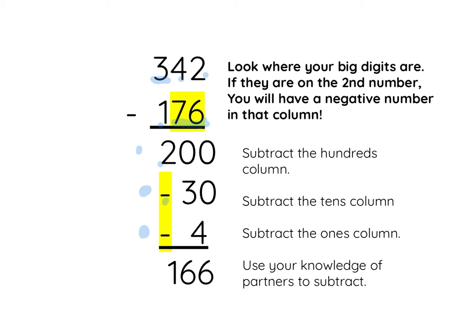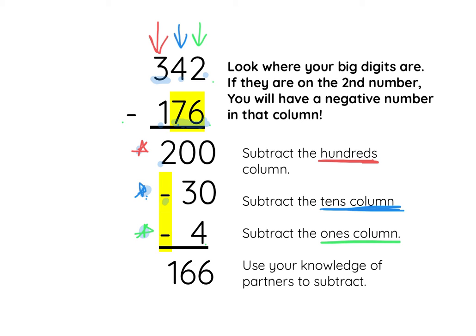Now you just subtract the columns. 300 minus 100 equals 200. That's the value of your hundreds column. 40 subtract 70 is negative 30. That's the value in your tens column. Subtract the ones column. 2 subtract 6 is negative 4. That's the value in your ones column.